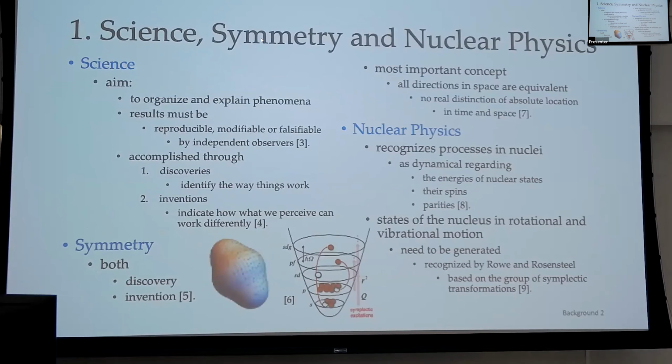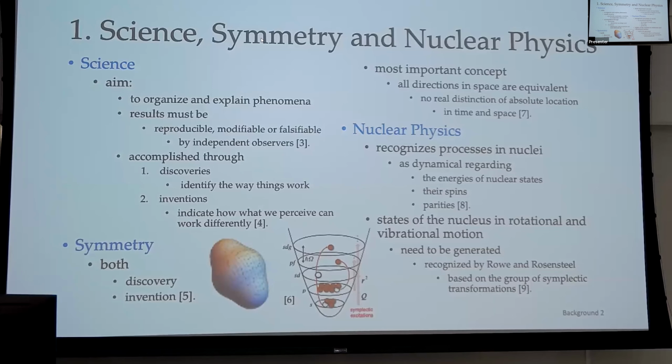Okay, so the aim of science is to organize and explain phenomena, and the result is knowledge that is testable or falsifiable by independent observers. And this is accomplished through one of 2 things, either discoveries or inventions. Now, the interesting thing is that symmetry is both a discovery and an invention. And the most important concept is that all directions in space are equivalent, and there's no real distinction of absolute location in time and space.